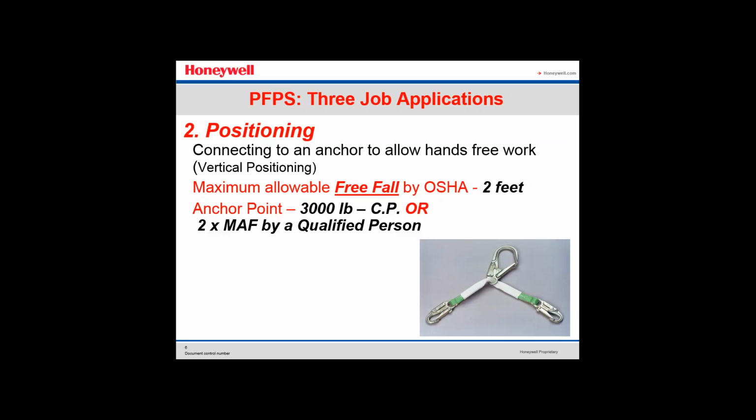They come up with a number, they take 2 times that number, that's the maximum force, and that's what that anchor point is engineered or designed to be able to support. Okay, so each one of these, restraint, positioning, and fall arrest, uses those three applications of an authorized person, a competent person, and a qualified person. So the key thing here is a 2-foot free fall and a 3,000-pound anchor point by a competent person.